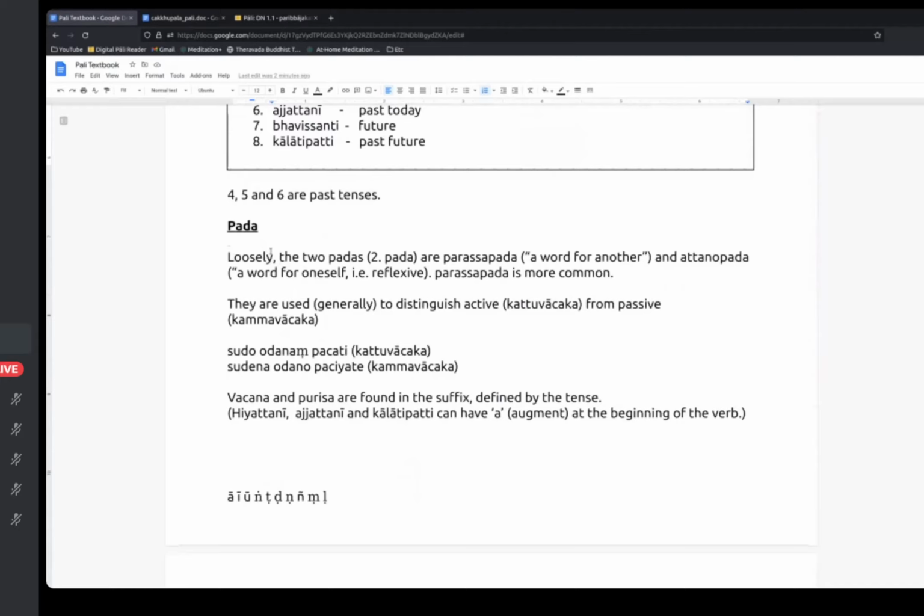Pada. Okay, so pada is a little bit weird as well. Theoretically, and quite often is the case, the pada are, well, they're not used the way they're supposed to be. They're supposed to be what? The reflexive and whatever the opposite of reflexive is. Can't remember. Direct, maybe? Direct and reflexive? I can't remember. But parasapada means about someone else. Atanopada means reflexive. So if you say something like, what's reflexive? I think passive, actually. I'm not good with grammar, as you can tell, but let's move away from those because they don't make any sense anyway. They don't have any meaning anyway. Just know that we have 2 groups.